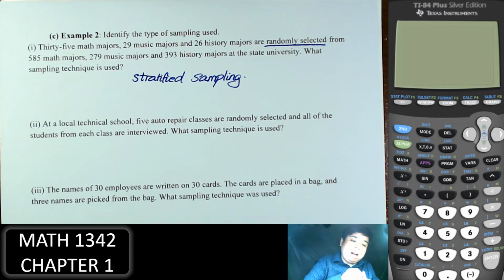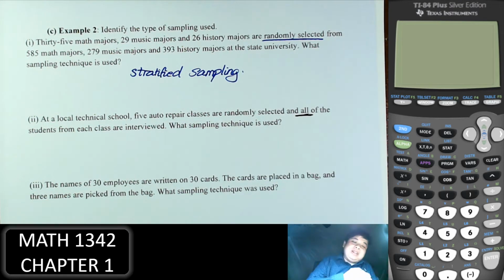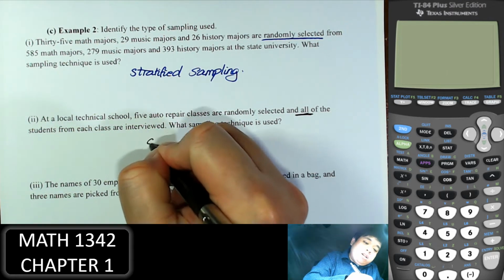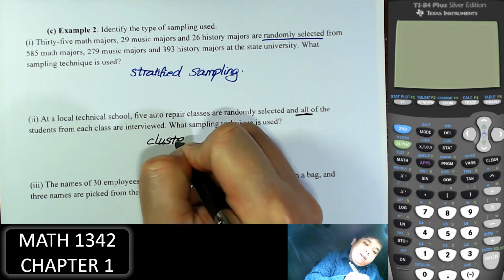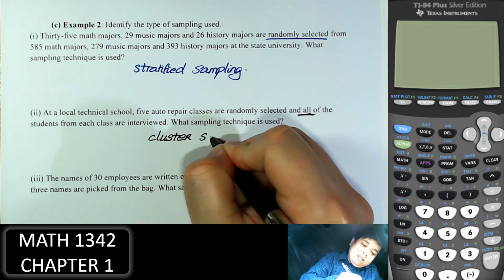So that's stratified sampling. Next, at a local technical school 5 auto repair classes are randomly selected, and all of the students, because now we see the key word here, right? All of the students in those classes are interviewed. So that is called cluster, which chooses the whole everything in that class.